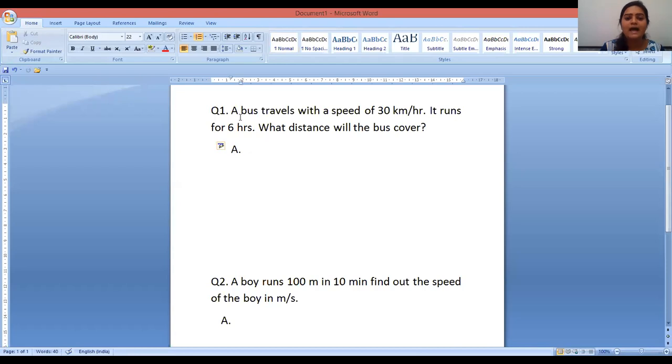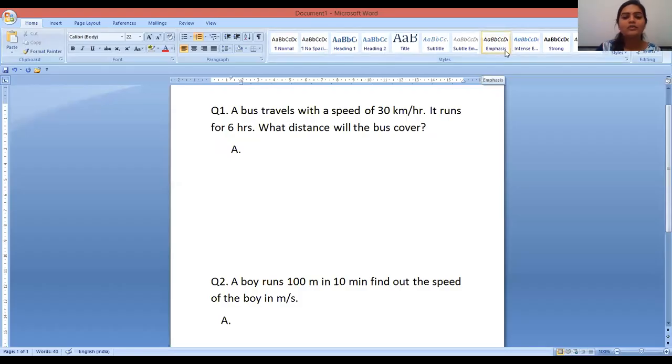Here it says that a bus travels with a speed of 30 km per hour. It runs for 6 hours. What distance will the bus cover? So here the first thing, very important whenever you are solving numerical problems.